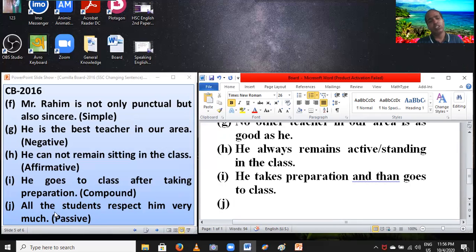Question J: All the students respect him very much. Passive. You have to change into passive by using the formula of voice. All the students is the subject. Question: is there any auxiliary in this sentence? Exactly. No. There is no auxiliary in this sentence.